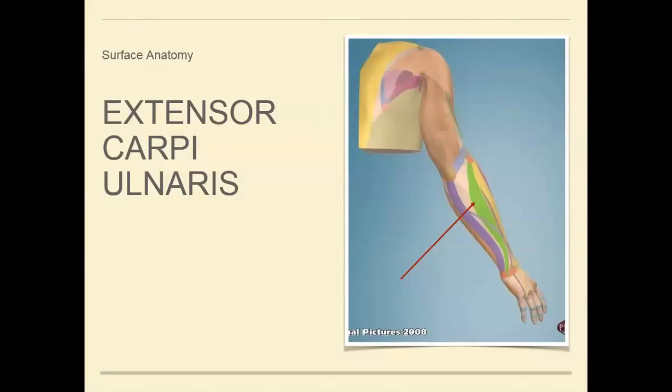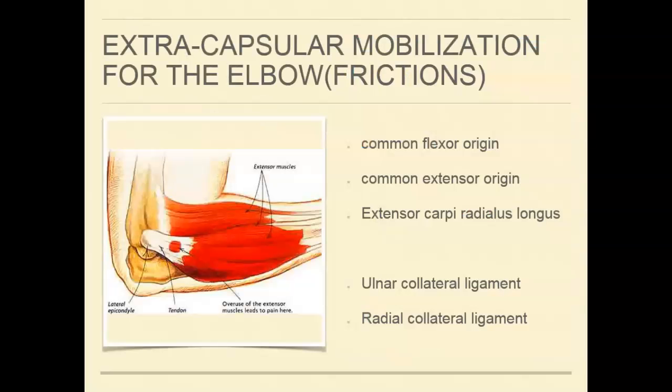And as you can see in this diagram, the extensor carpi ulnaris starts at the lateral epicondyle, but it crosses over to the other side of the wrist. Frictions commonly performed around the elbow include the common flexor origin, the common extensor origin, extensor carpi radialis longus, the ulnar collateral ligament, and the radial collateral ligament.